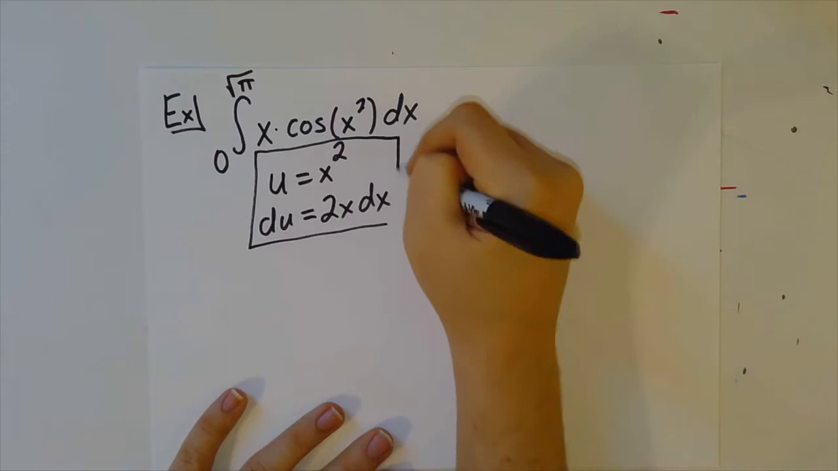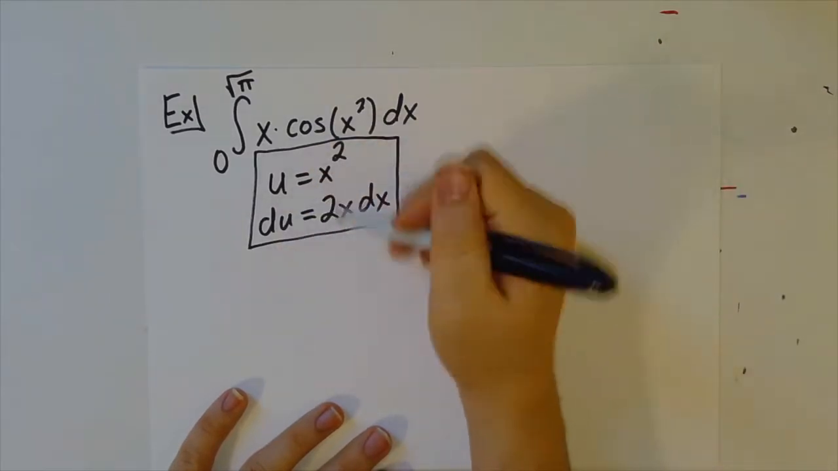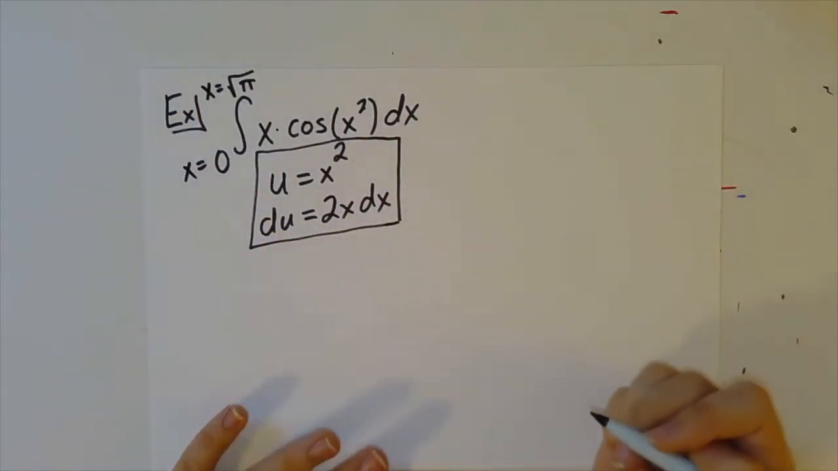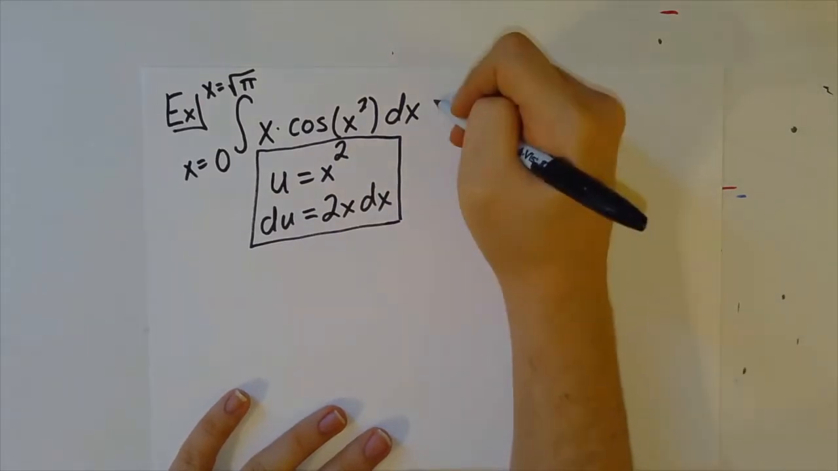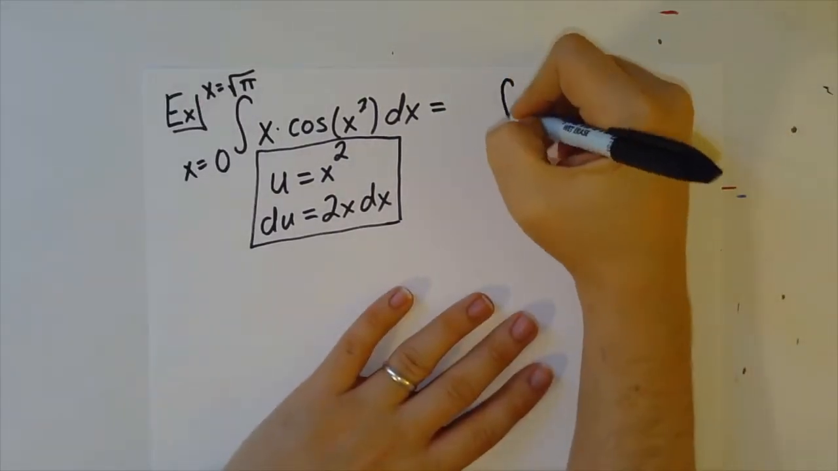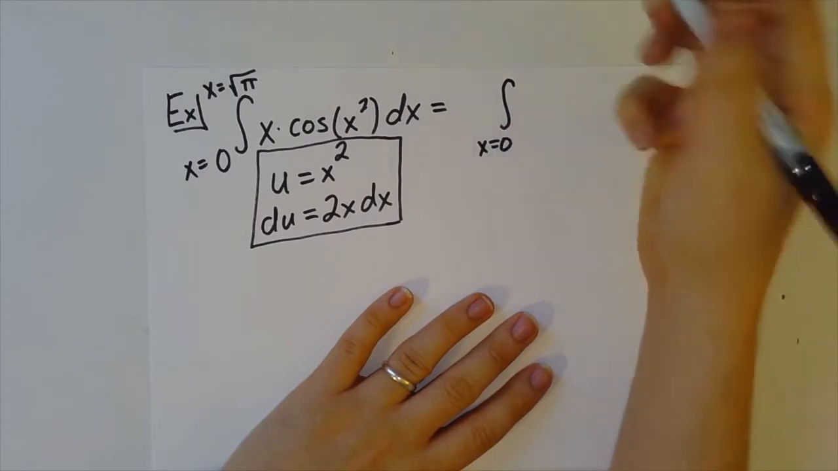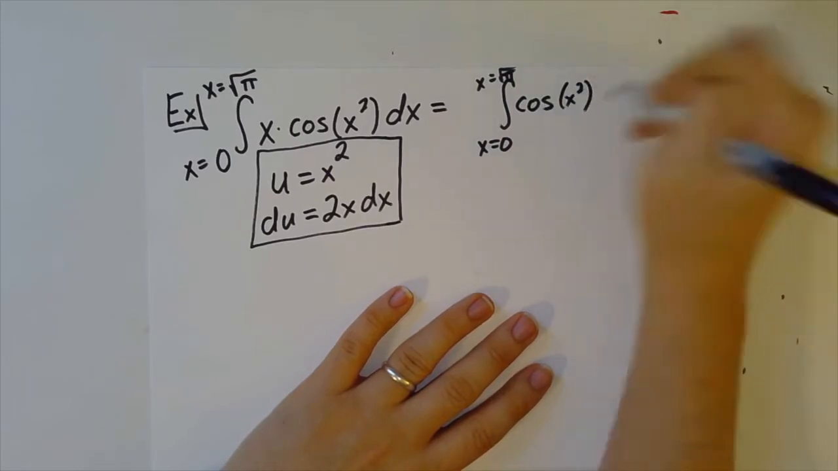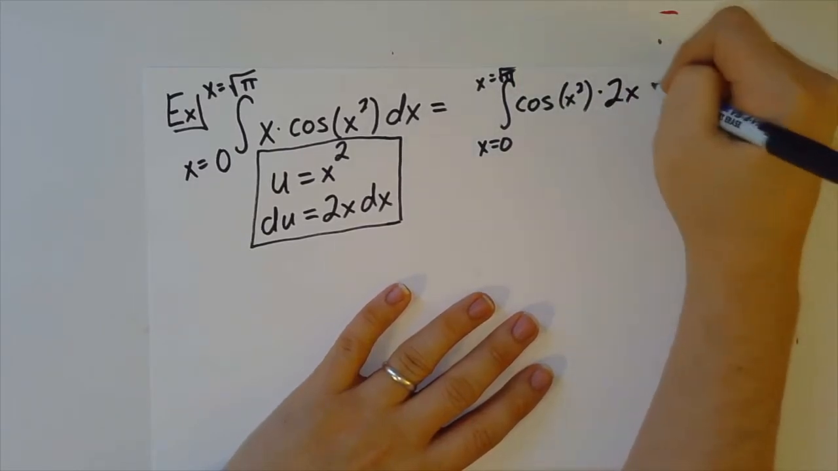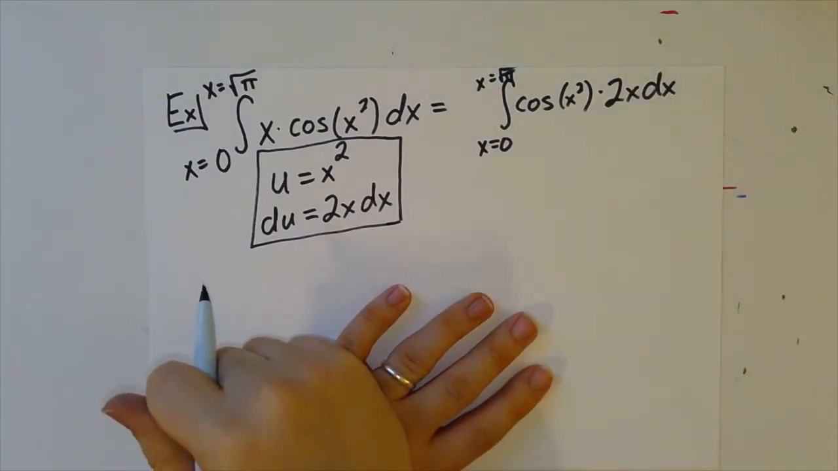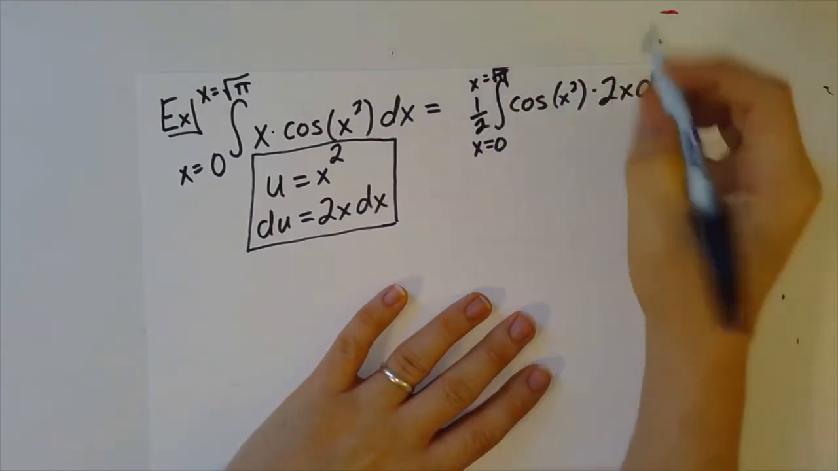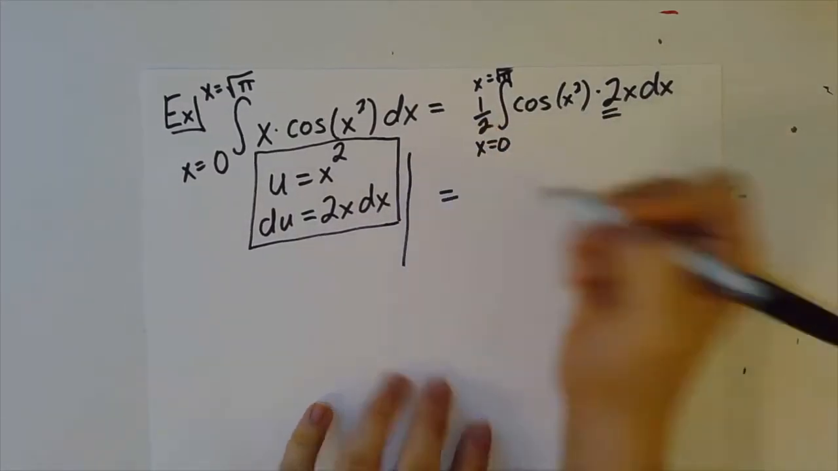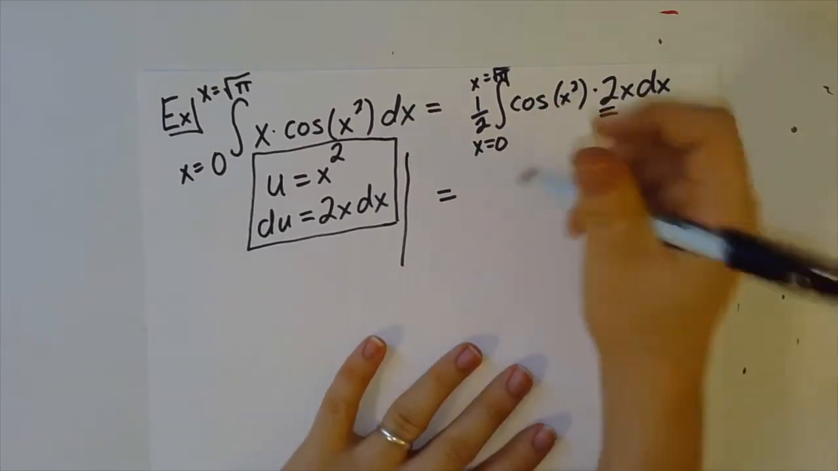So this is my translation unit. I'm going to go ahead and put an x equals in front of the limits to remind me that I have to translate those. And I'm going to move everything around so that it'll be easy to translate. So there'll be an x equals 0, x equals square root of pi, cosine of x squared, and I'll make my 2x dx, and I have to pay for that 2 with a 1/2 out front. Okay, so now everything is primed to translate.